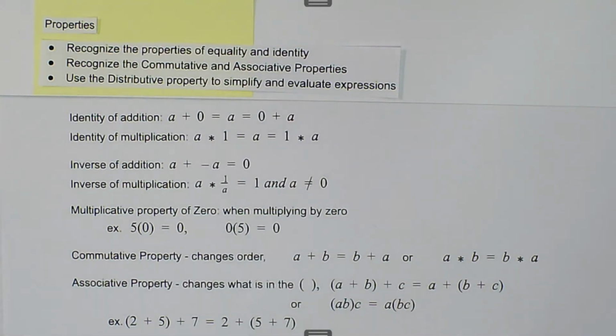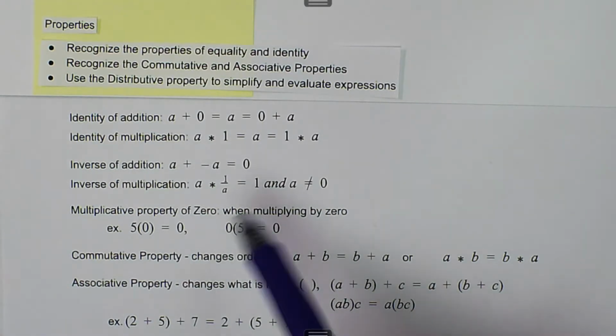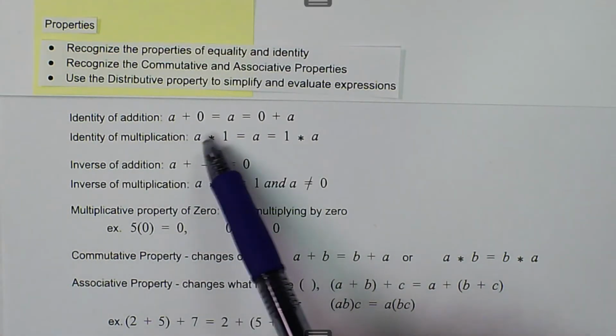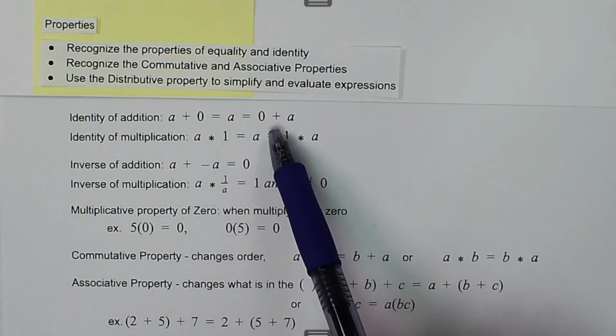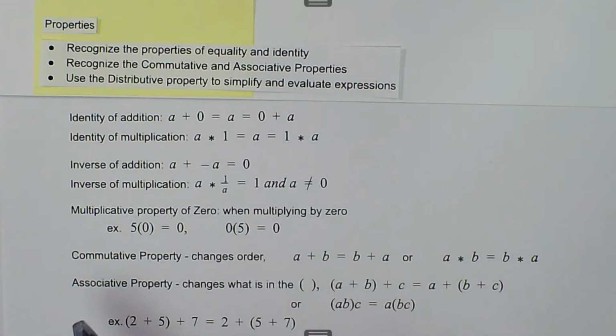We are talking about mathematical properties, and we want to recognize properties of equality and identity, recognize the commutative and associative property, and use the distributive property to simplify and evaluate expressions. So identity of addition just says if you add 0 to anything, it will still be itself. So a plus 0 is equal to a, or 0 plus a is equal to a.